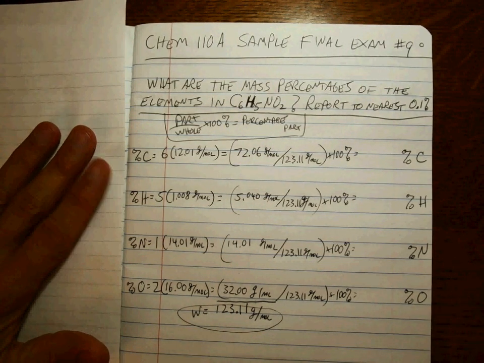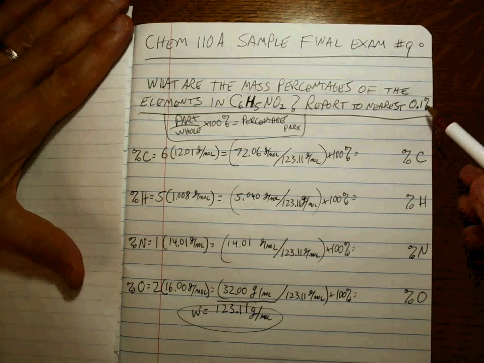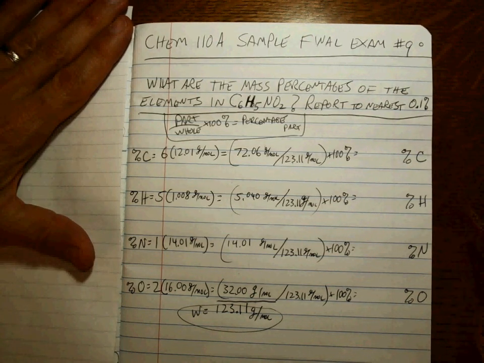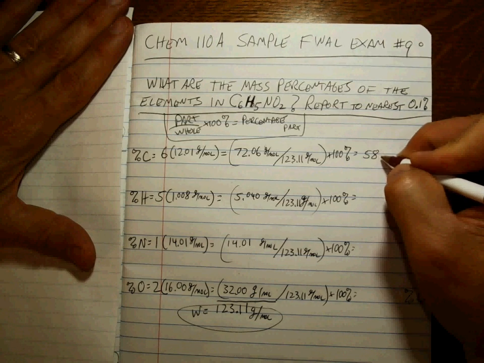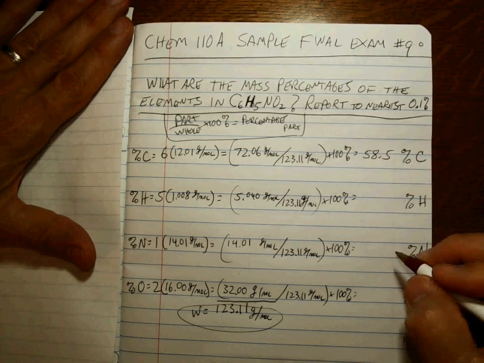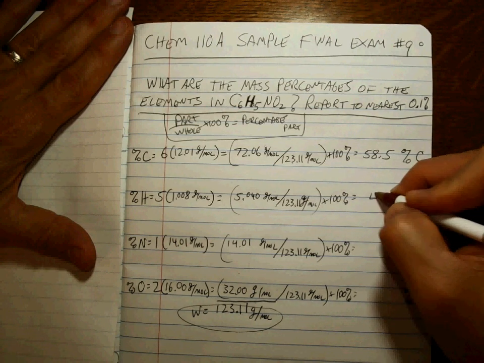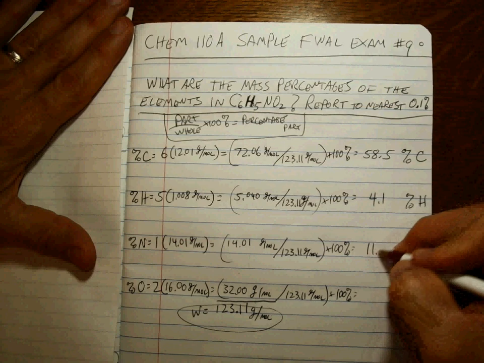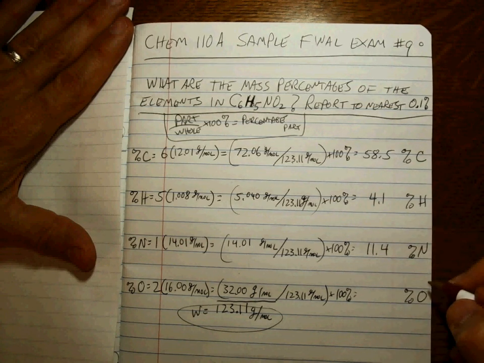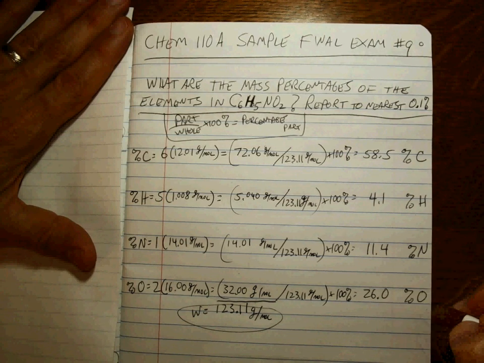Now remember, we're writing these answers to the 10th place, to 1 place past the decimal point. When we do that, carbon ends up being 58.5%, hydrogen is 4.1%, the nitrogen is 11.4%, the oxygen is 26.0%.